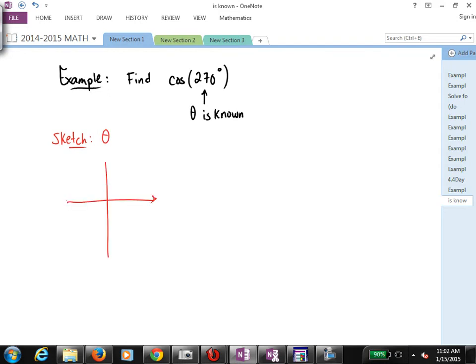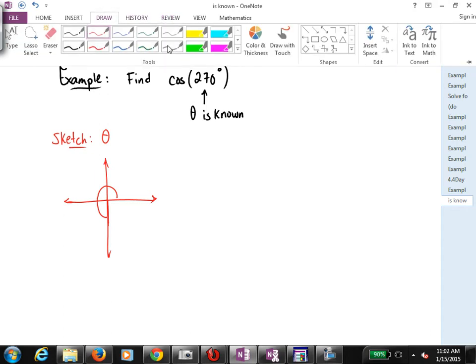What do you notice about theta here? It's going to land exactly on this axis right here, on the negative y-axis. Let me do a different color.